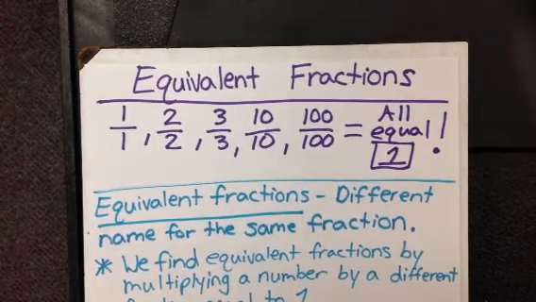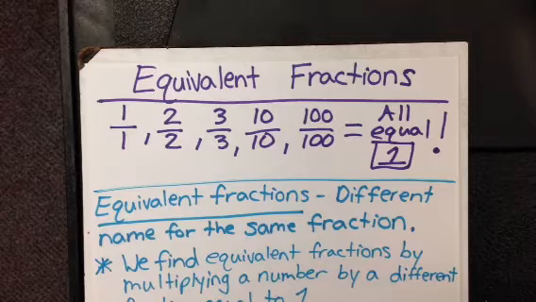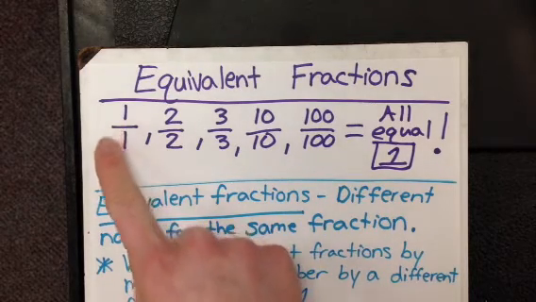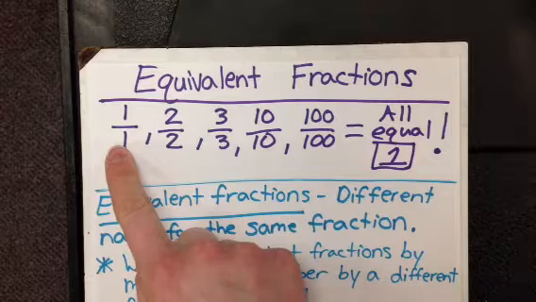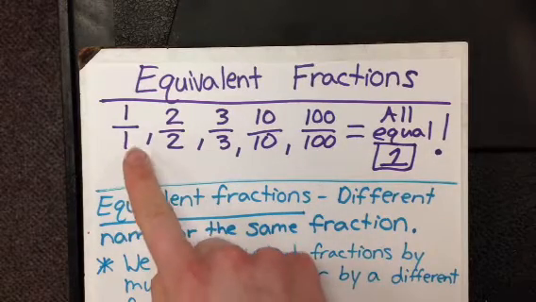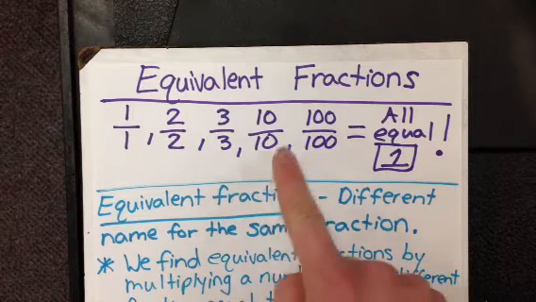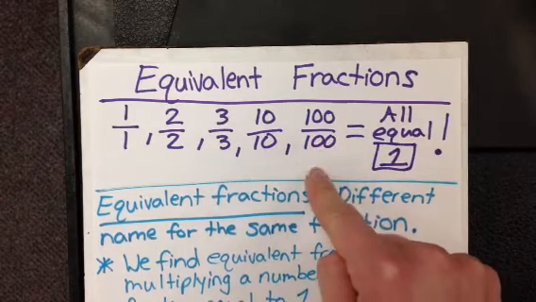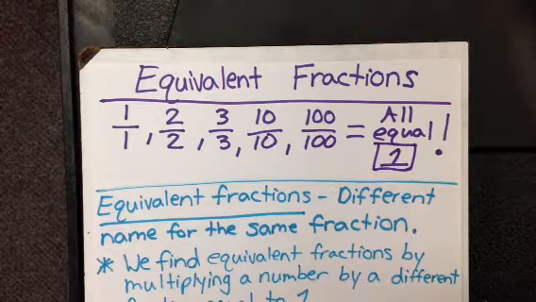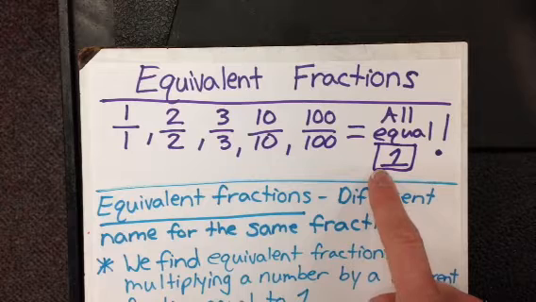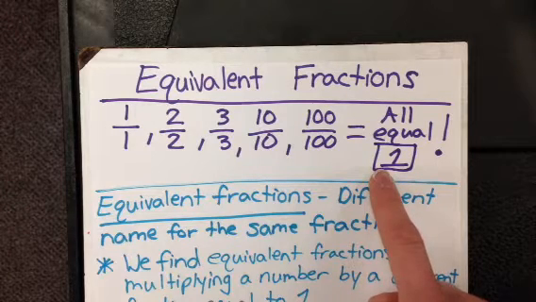So we're going to start out with a little bit of review of what you already know. We have talked before about how if a fraction has the same numerator and the same denominator, it is equal to 1. So 1 over 1, 2 over 2, 3 over 3, 10 over 10, 100 over 100. Any number or any fraction with the same numerator and denominator are all equal to 1. That's going to help us today as we talk about equivalent fractions.